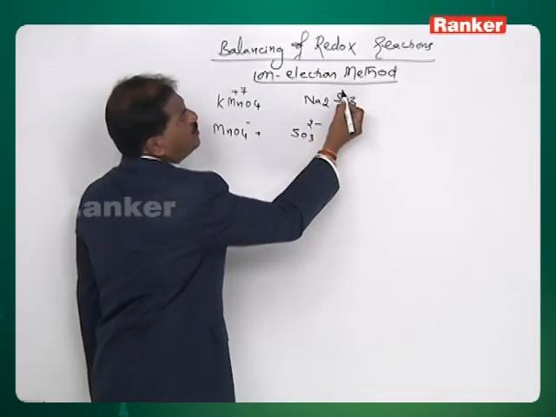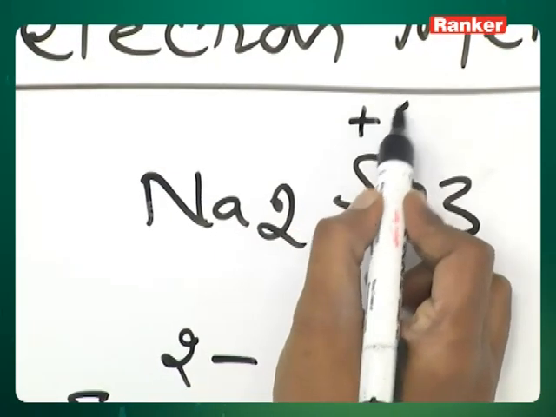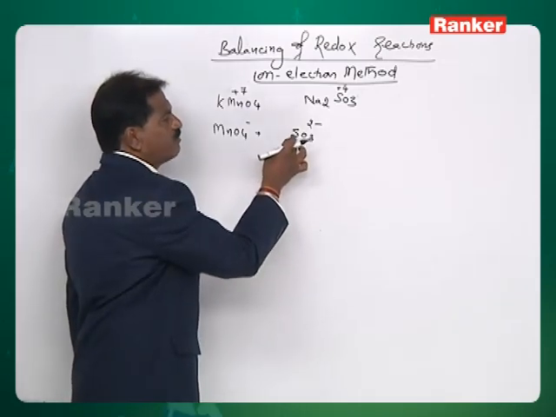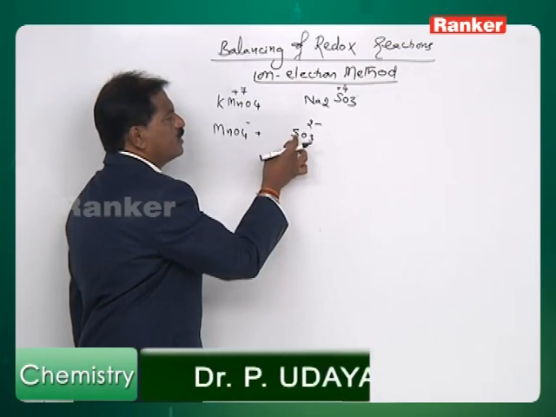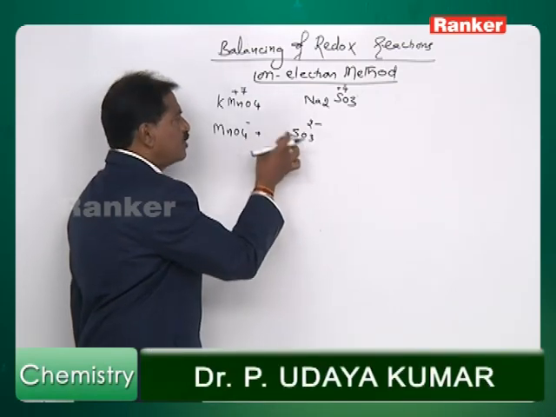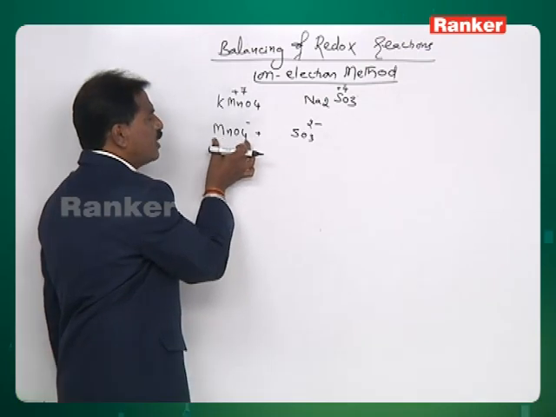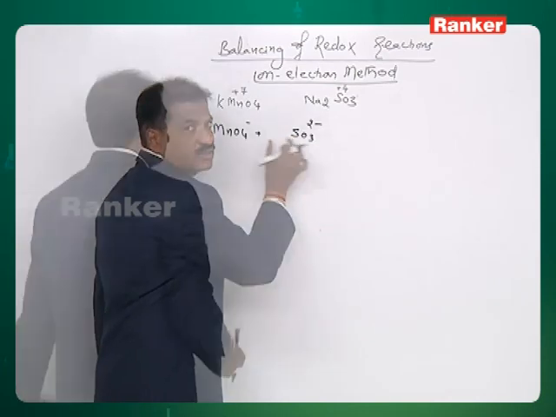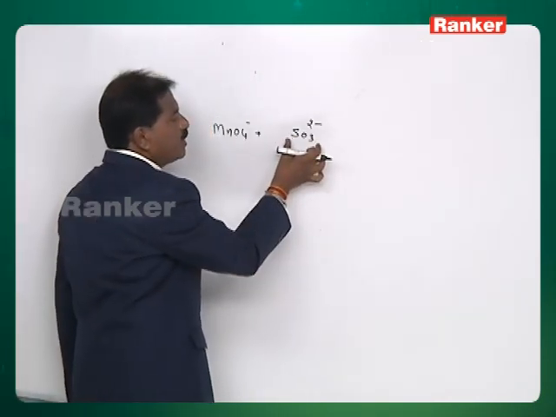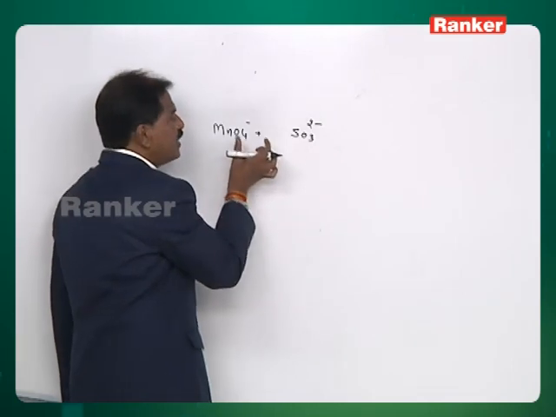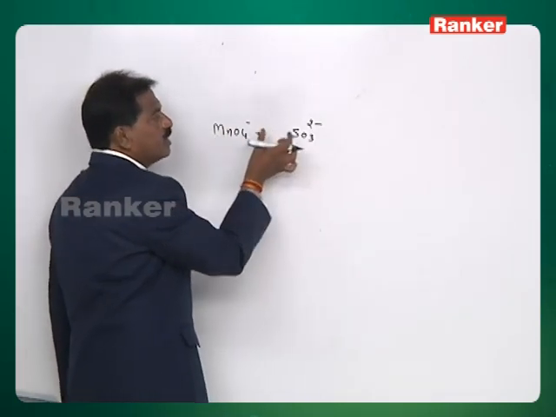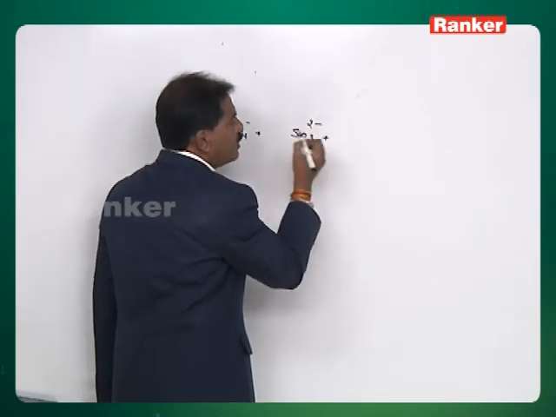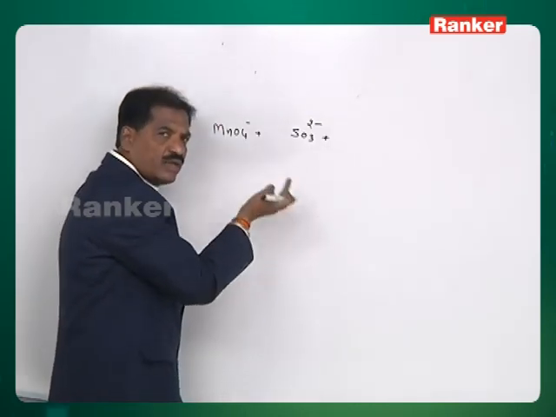Here, if you observe the oxidation state of the sulfur, its oxidation state is +4. Since sulfur is in the +4 oxidation state, it can lose a certain number of electrons to the MnO4-. Therefore, MnO4- will act as the oxidizing agent, SO3 2- will act as the reducing agent. In this reaction MnO4- will gain electrons, SO3 2- will supply the electrons.